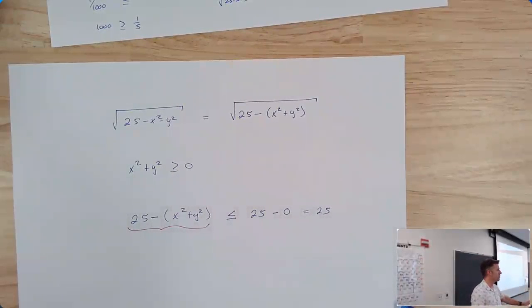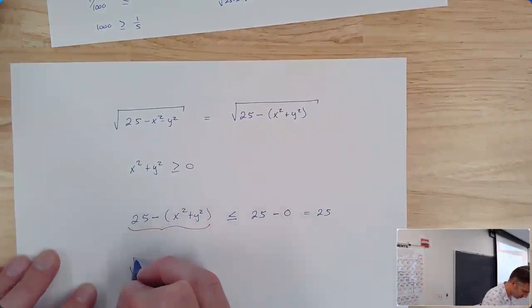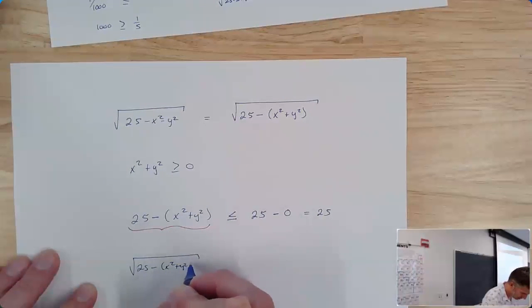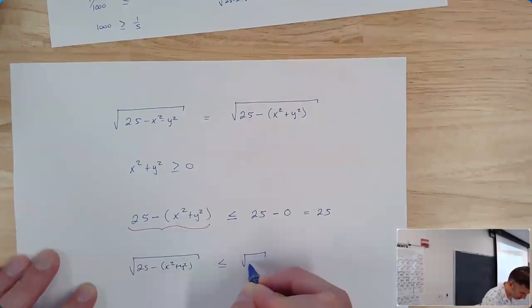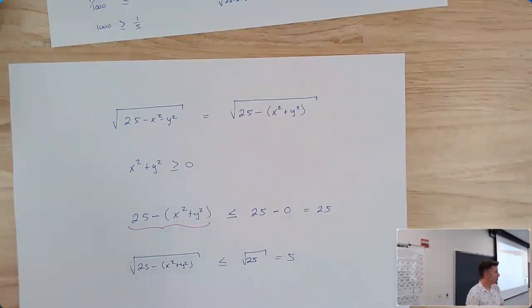Unless you're using imaginary numbers, which we're not. And then we can take the square root of everything. So the square root of this is definitely less than or equal to the square root of that, which is 5.